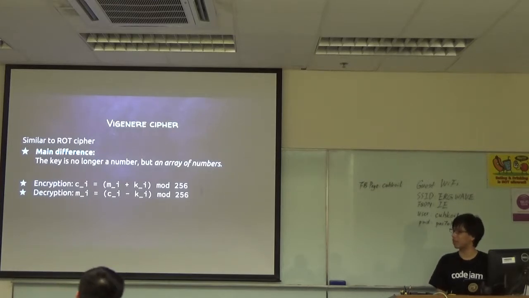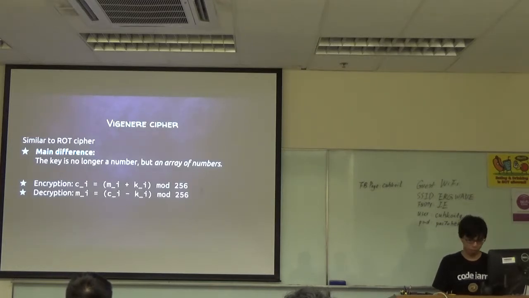So we have a similar cipher, the Vigenere cipher. This is quite similar to the rock cipher, and actually it is the rock cipher in some sense. The only difference is that the key is no longer a number, but an array of numbers. But we can see encryption and decryption are both more or less the same, except the subscript i in the key. What is the meaning of that? I don't know. Let's see some examples.